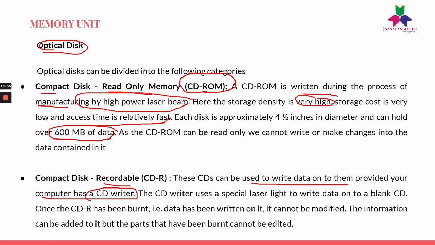So how does it write? It uses a special laser light to write data onto a blank CD. Once the CDR has been burnt, that is, once we write the data, the process of writing the data onto the CDR is called burning it. We call it burning a CD. So it cannot be modified once you write it. The information can be added to it, but the parts that have been burnt cannot be edited.